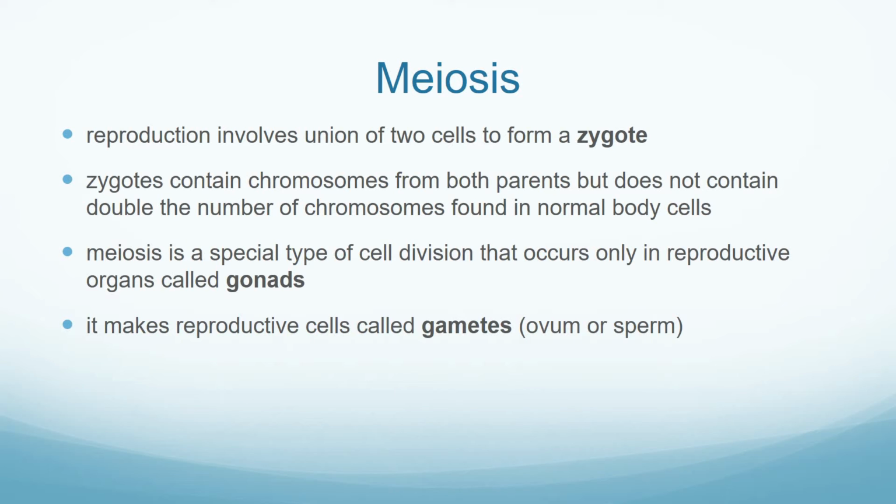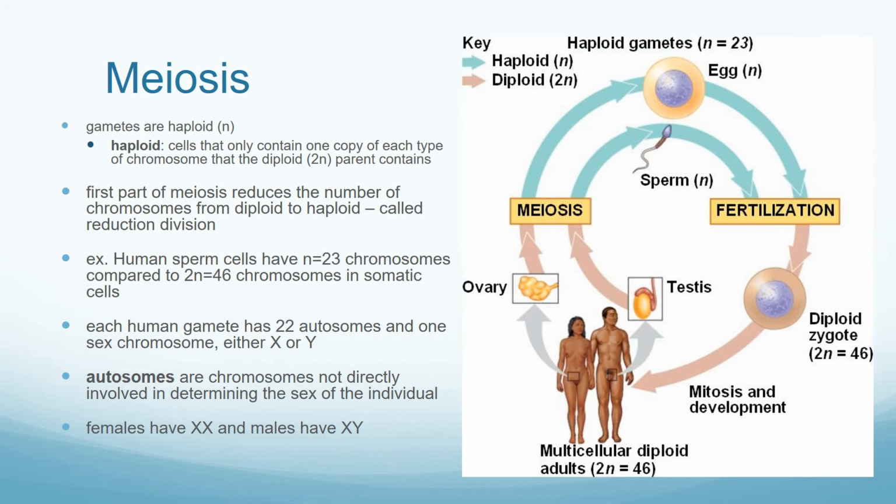Now, meiosis then is the reproduction that involves the union of two cells that forms a zygote. Now, that zygote contains chromosomes that are from both parents but does not contain double the amount of chromosomes found in your normal body cells. It is a special type of cell division that occurs only in reproductive organs called the gonads, and they make reproductive cells called gametes, which we're going to talk about later, which is the ovum or sperm.